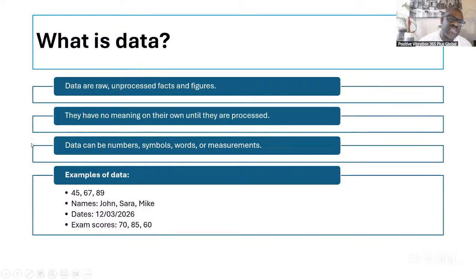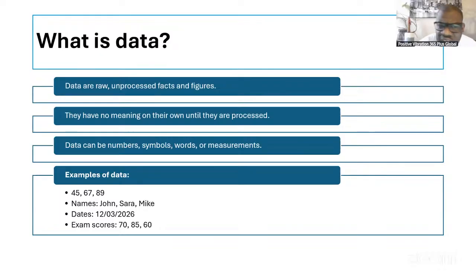If I was to hand you a sheet of paper with John, Sarah, Mike on it, the next question you'll probably be asking is, why have you given me these names? Because you have not been given any context. There's no background. There's no understanding as to what John, Sarah, Mike are. We don't know if they're students. We don't know if they are criminals. We don't know if they are teachers. We know nothing about them. And so, yes, they are factual, but they are just data because we don't know what they are.